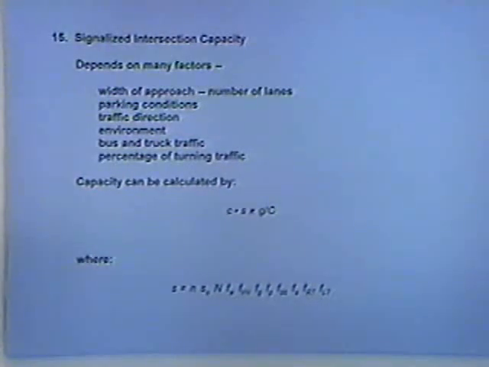When we look at signalized intersections, there are a number of factors that affect capacity: the width of the approach, the number of lanes, the same as with freeways, whether or not we allow parking at the intersection, the directional distribution of traffic, what environment we're in, the downtown central business district versus the suburbs, the heavy vehicles in the traffic stream, and the percentage of turning traffic. Left and right turns will impact the capacity. Grade is not shown there, but that's another factor as well.